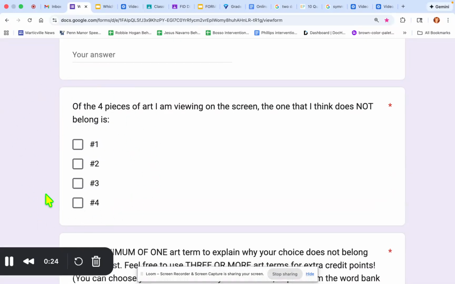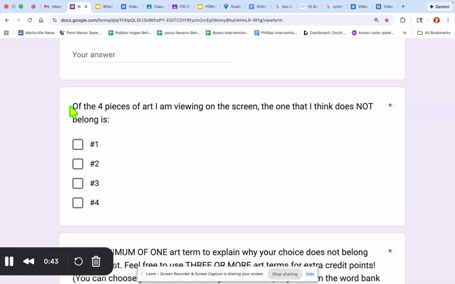There's literally no wrong answer with this. It's total personal opinion, and it's a great opportunity for you to engage with 4 pieces of artwork, but also express your thoughts in a way where you're using art vocabulary. You're showing your knowledge of art vocabulary, and then you're completing this form for credit for the assignment.